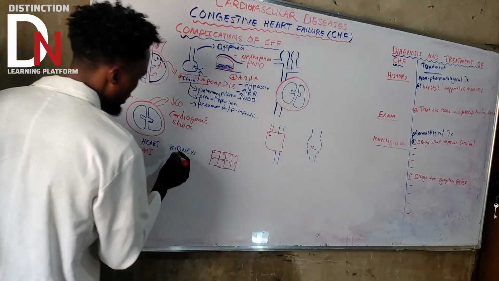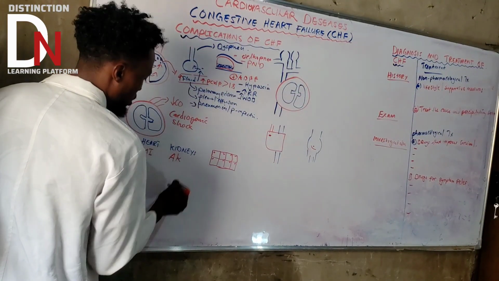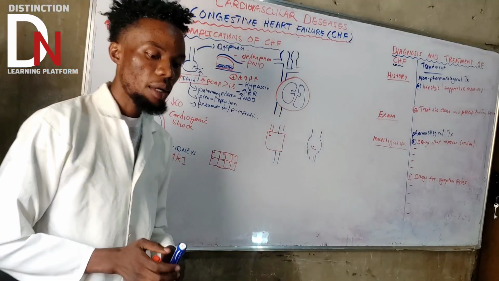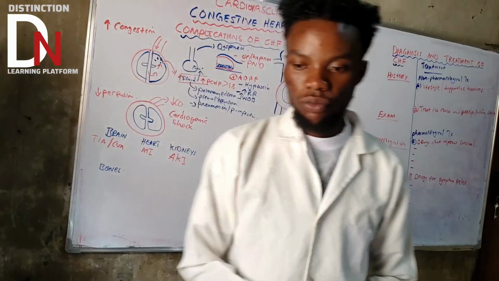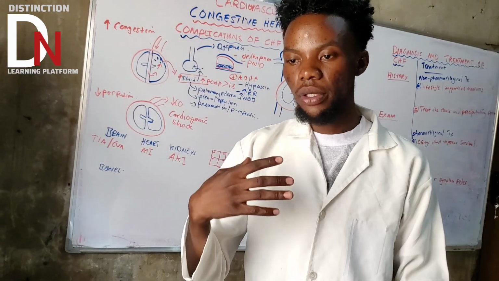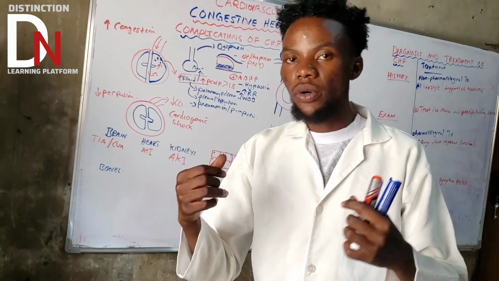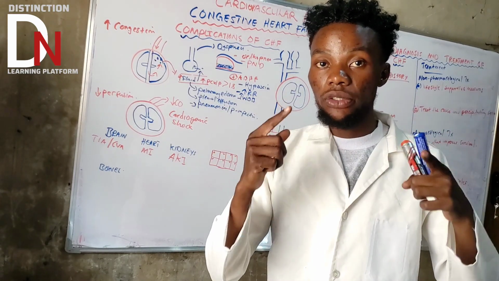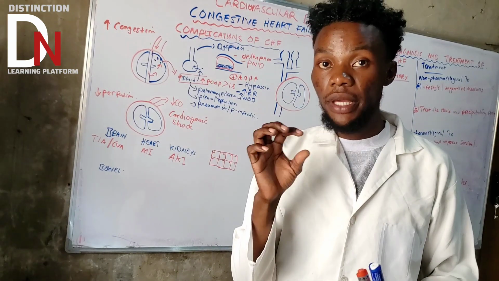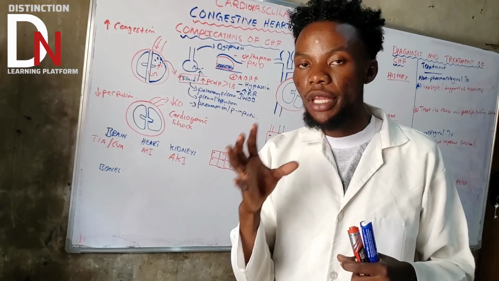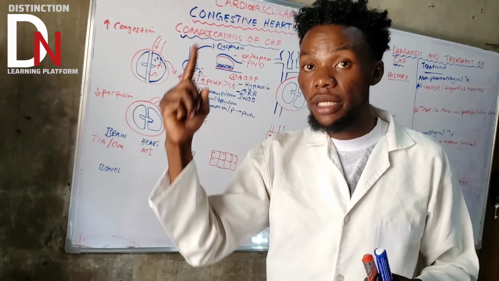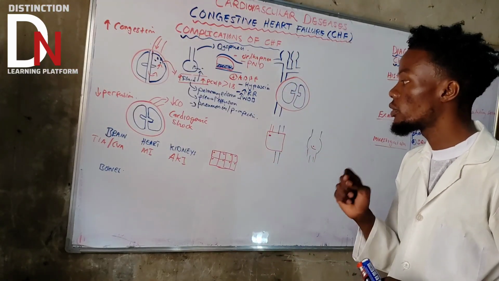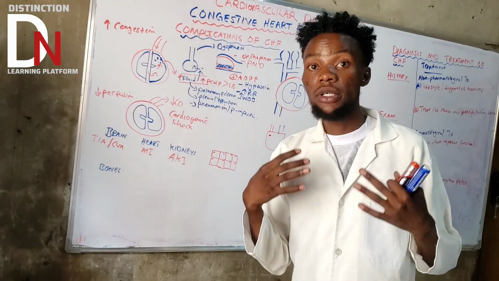We know the famous one is AKI, acute kidney injury. Now, there's a term that they use. If the heart fails and also the kidneys fail due to the cardiac failure, we call it cardiorenal syndrome. If the kidneys fail due to a cardiac problem, that syndrome is called cardiorenal syndrome.